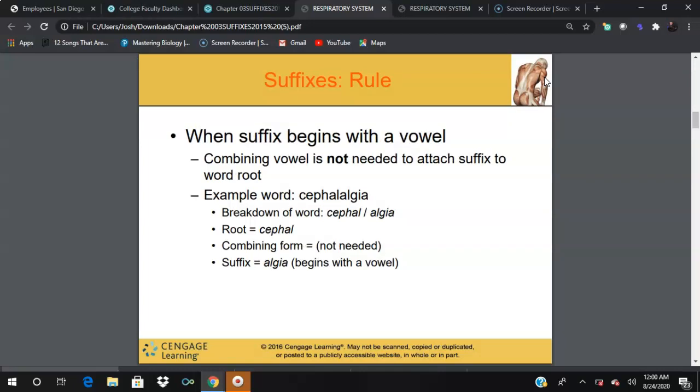Now, if we use the word cephalgia, algia also means pain. So you'll find that for some of these suffixes, there's more than one suffix that means the same thing. In this particular case, algia also means pain. But algia begins with an A, so that particular suffix starts with a vowel. And so in that case, we don't need the combining vowel O. It wouldn't be cephaloalgia. We don't need that. So we can drop the O, and the word is cephalgia.